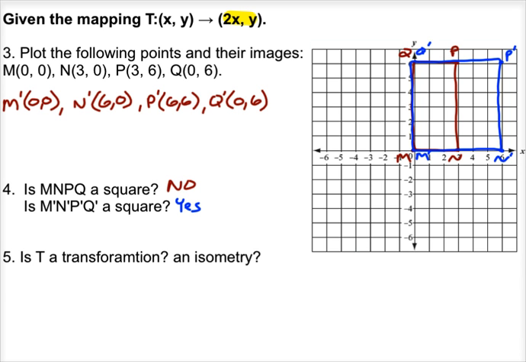And number 5, is T a transformation? And the answer is going to be yes, it's transferring the location from one place to another. And is it an isometry? Well, to be an isometry, the big thing I remember is it has to keep everything congruent. So if I started with a rectangle and I ended up with a square, all the pieces are not congruent to what they started with. So is it an isometry? No.